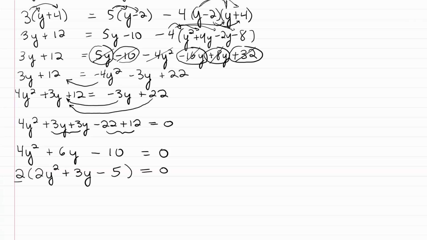I can divide off this greatest common factor. I can divide it into both sides. We're always allowed to divide the left-hand side of the equation by whatever I want, as long as I do the same to the right-hand side. So when I do that, this becomes 1, and that, of course, remains 0. So we have 2y squared plus 3y minus 5 is equal to 0.